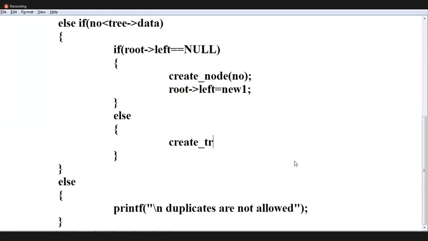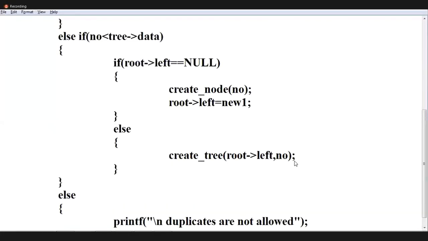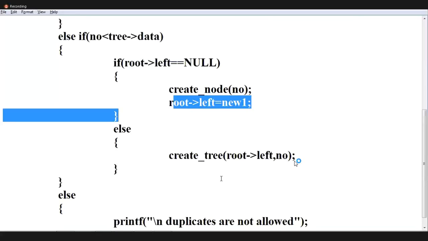Create a tree function. Call the create tree function with the root left comma number. What is the root left? Next 1500, we are sending 1500. That's all, guys. Simple. If it is greater than, what to do? If it is less than, what to do?